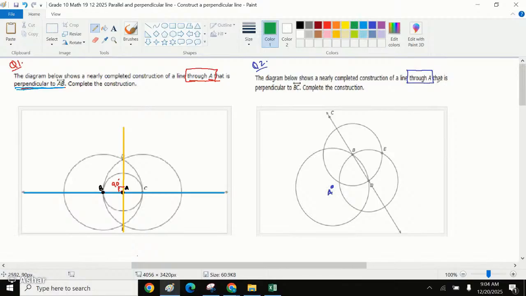That is perpendicular to the line BC. Okay, let's first highlight the line BC. If this is point C and this is point B, can we say this is the line through B and C?